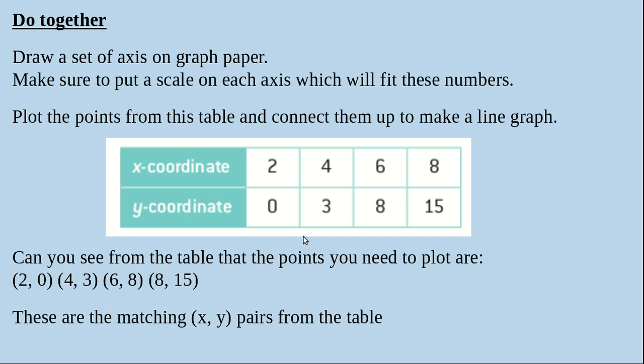And what I want you to do is to plot these pairs of points. See, we've got an X coordinate and a Y coordinate. Plot these pairs of points onto the Cartesian plane that you're going to draw up. So you can see the pairs of points are 2, 0, that's from here, 2 and 0, 4 and 3, 4 and 3, that's from here. Alright, so I'm going to pause the video while you do that.